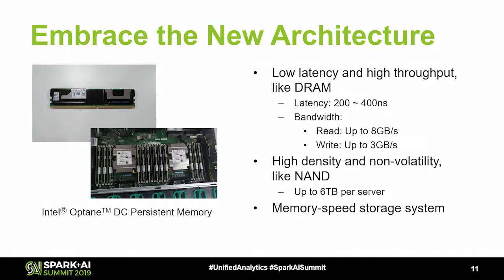This is a new persistent memory hardware, just announced this year by Intel. And this DCPMM has a low latency and a high throughput like DRAM. Its latency can reach about 200 to 400 nanoseconds, and the bandwidth can reach about 8 GB per second for read and 3 GB per second for write. Also, it has high density and non-volatility like NAND. So each server can be equipped with up to 6 TBs. With such characteristics, DCPMM is quite suitable to build a memory speed storage system.